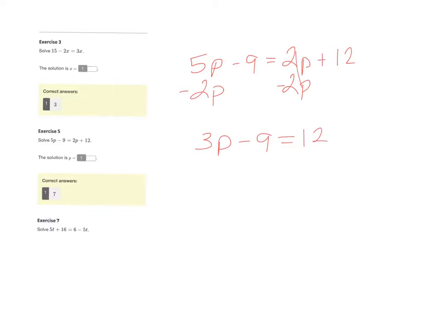Now, the inverse operation of minus 9 is adding 9. That's going to give me 3p is equal to 21. And then instead of multiplying by 3, I'm going to do the inverse, which is divide by 3. That gives me p equals 7. We've got one more to do on this page.